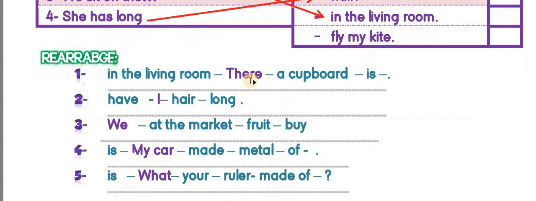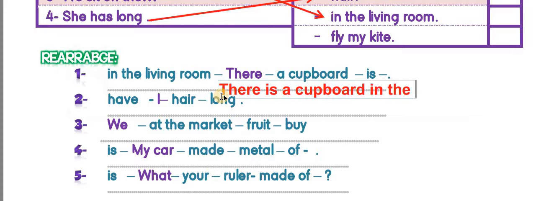rearrange. there is a cupboard في دولاب in the living room. تاني there is a cupboard in the living room. يوجد دولاب في living room. there is a cupboard in the living room.